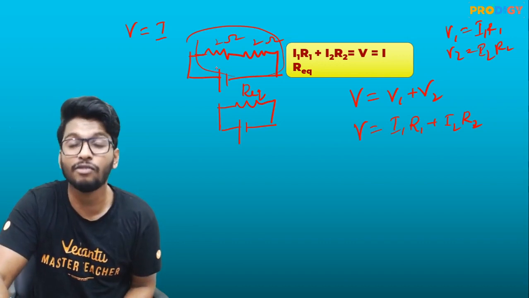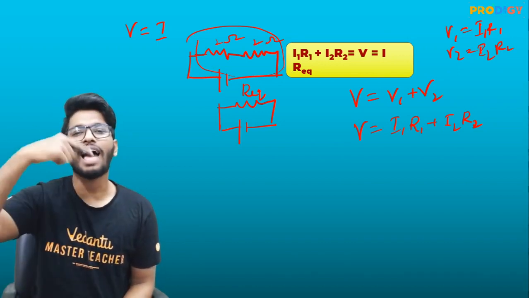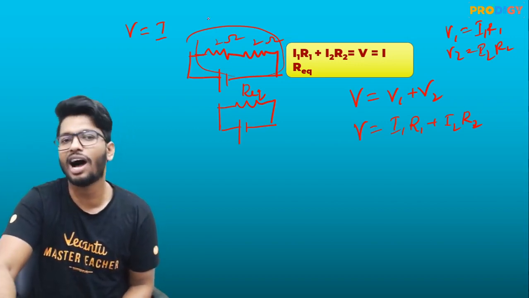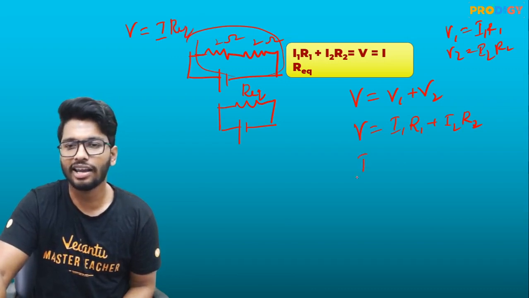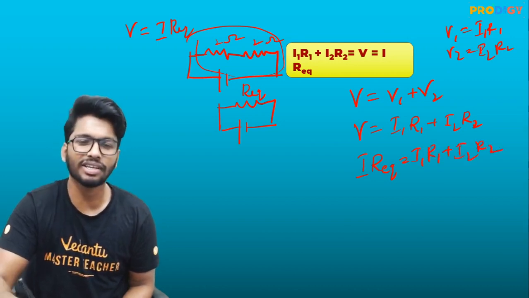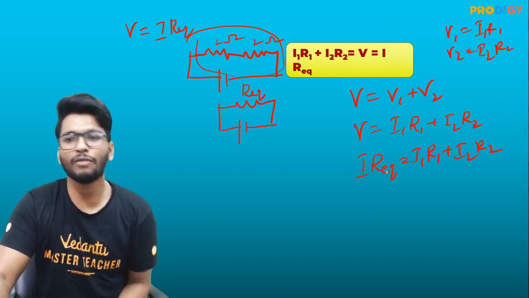It is R equivalent. So the current flowing through it, the total current flowing through it, and the total resistance of the circuit. So V is equal to I into R equivalent. So I can write that over here. So I into R equivalent is equal to I1 R1 plus I2 R2. I hope you can see the color. Let me just use a different color guys. I'll use yellow.